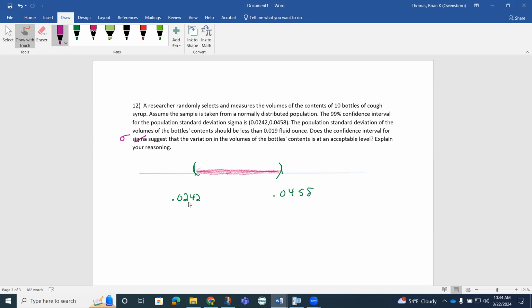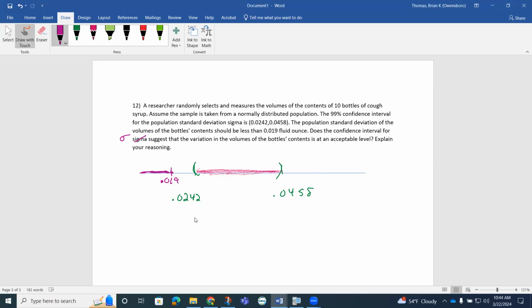So the sampling basically, if you look at it percent-wise, if you move the decimal over, that's like 2.4% to 4.5%. What they're saying is you should be less than 0.019. So notice that 0.019 is over here. That's like 1.9%. They're saying the population standard deviation should be something like this over here. So based on our data, our levels are over here, but they should be over here.